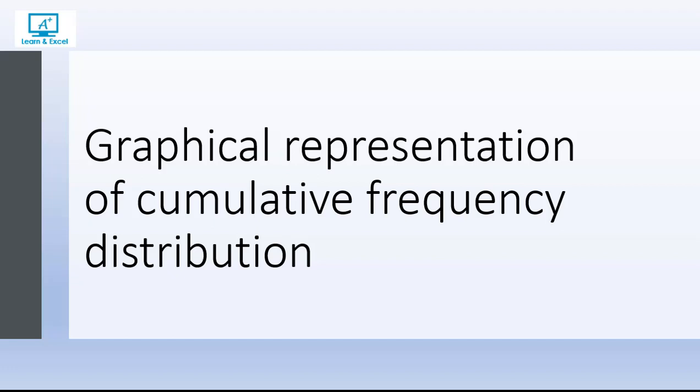Hello everyone. In this video we are going to continue with graphical representation of cumulative frequency distribution, where we are going to find the median by using both the less than and more than type ogive. If you have not watched the previous video on less than and more than ogive, then watch it first so that this video will be a revision of concepts.